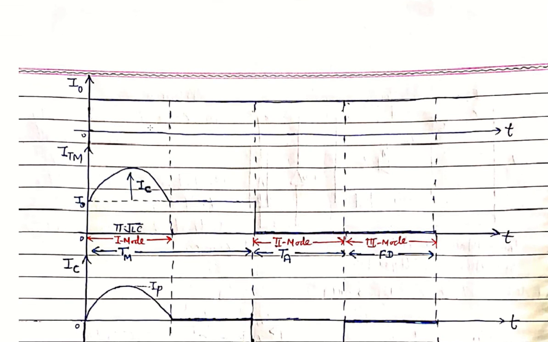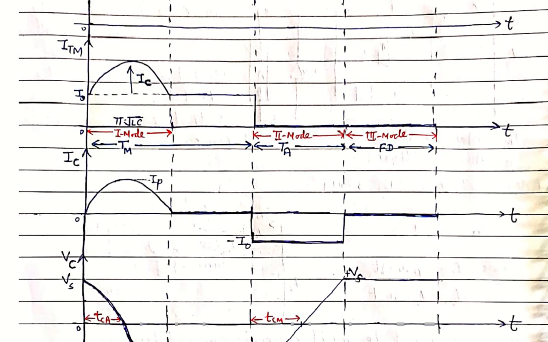So the output current will be constant throughout the time period. This I_TM current will now come to 0. Why 0? Because the main thyristor will be in off condition. So this I_TM current now comes to 0 on the x axis, and the auxiliary thyristor will be in on condition.